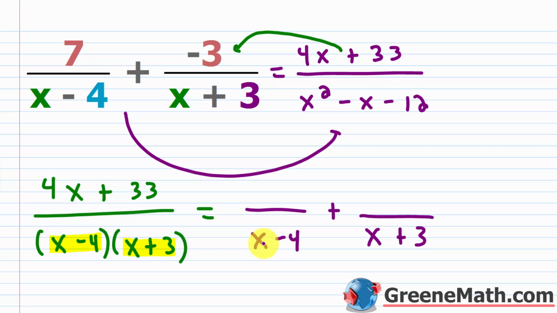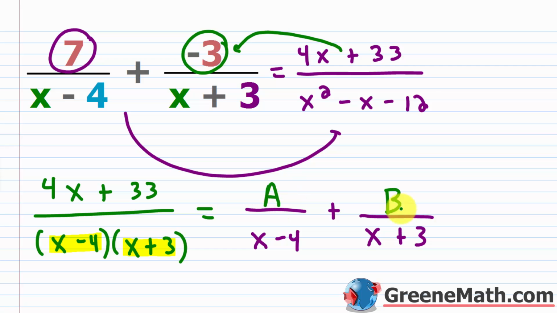So what's going to be over x minus 4? Well, we already know that that's going to be 7. But we don't know that just yet because, again, we're pretending we haven't worked the problem. So we're going to use something like a to represent that unknown. And then for x plus 3, we know what's on top of that. It's going to be negative 3. But again, we don't know that. So we're going to say that it's going to be b.